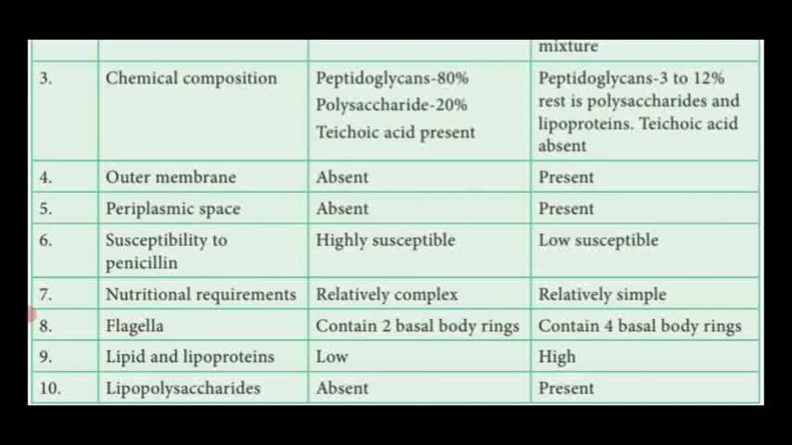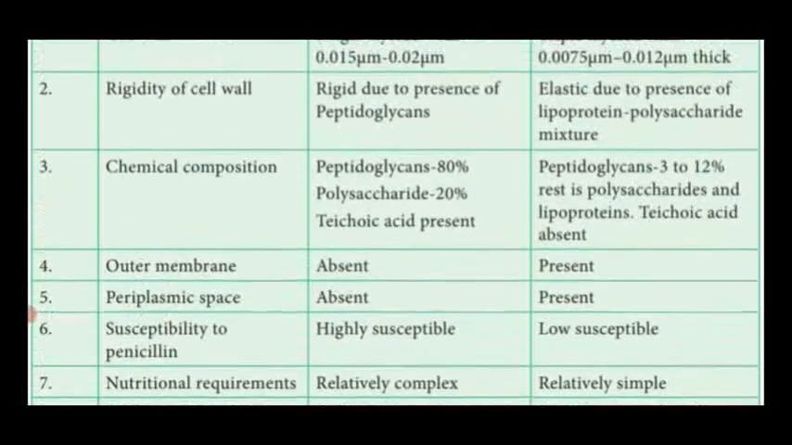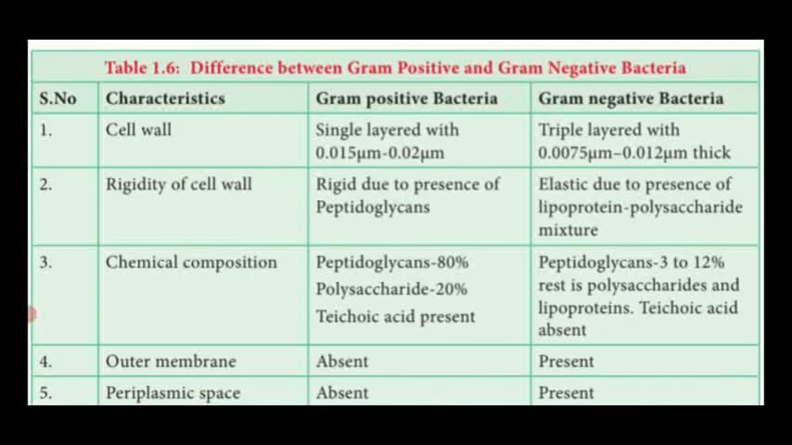Flagella: gram-positive contains 2 basal body rings, gram-negative contains 4 basal body rings. Lipid and lipoproteins are very low in gram-positive, here very high. Lipopolysaccharide is absent in gram-positive bacteria, but present in the gram-negative bacteria. Dear students, that is the difference between gram-positive and gram-negative.